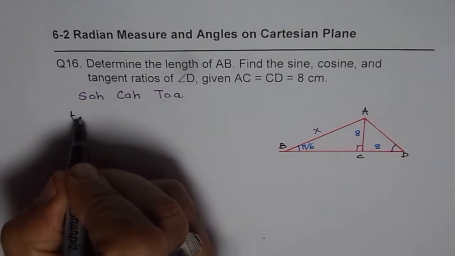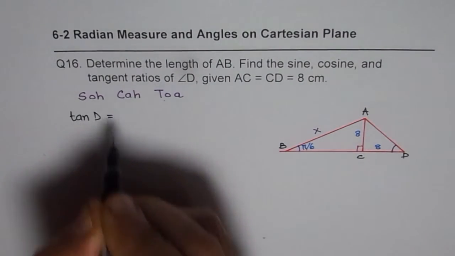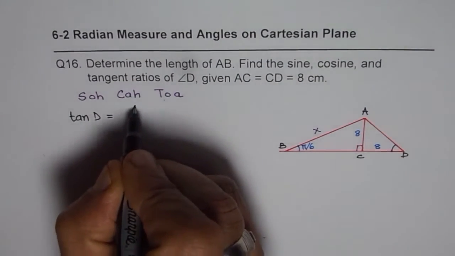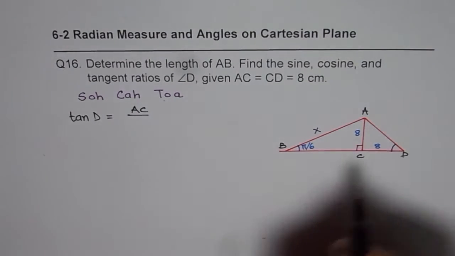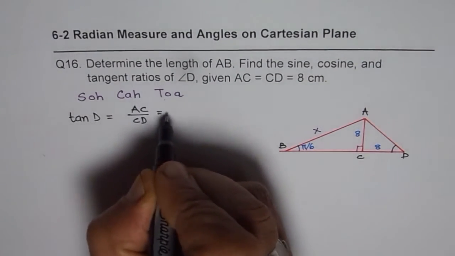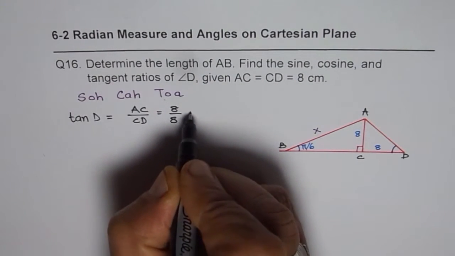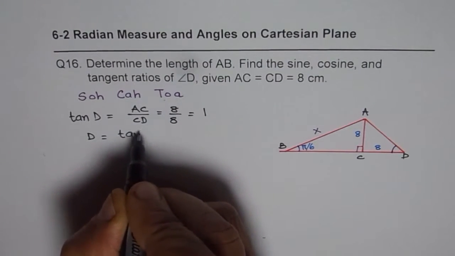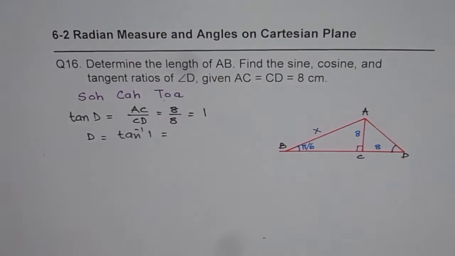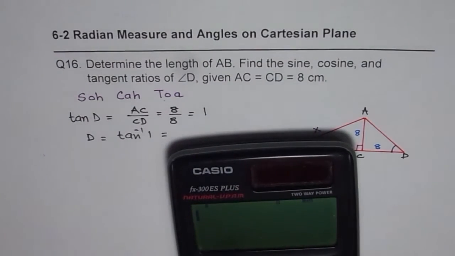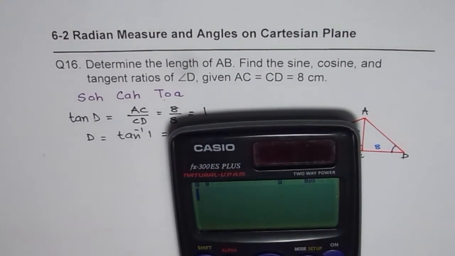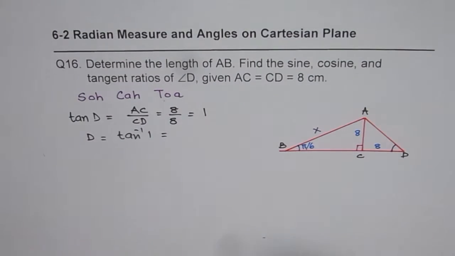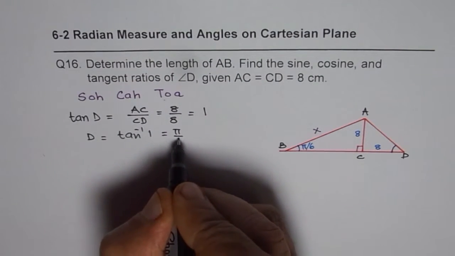So we have tan D equals the opposite side, which is AC, divided by the adjacent, which is CD, and in this case both are 8, so 8 over 8, which is equal to 1. That means D equals tan inverse of 1, right? So we'll use a calculator to find this answer. We have shift tan, write 1 in it and equals, so it gives pi by 4 as our answer, right? So we get D as pi by 4.